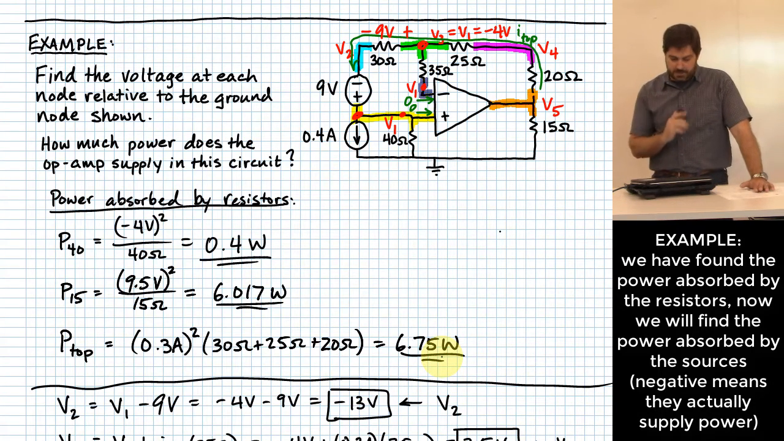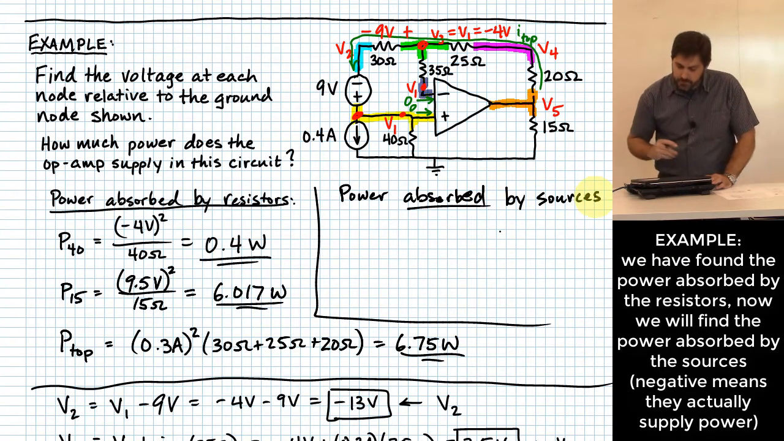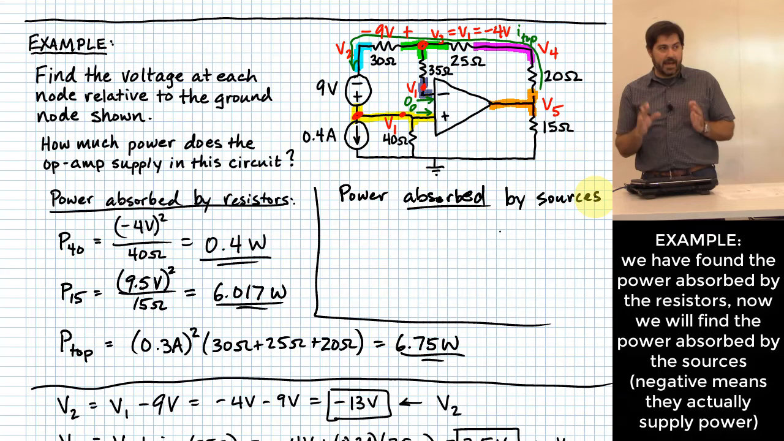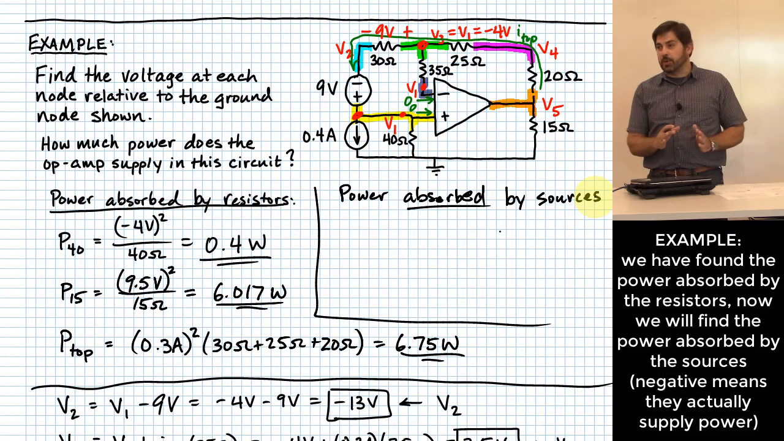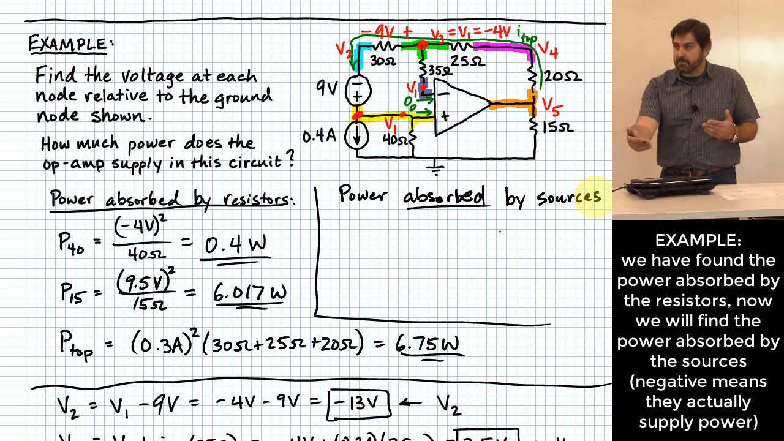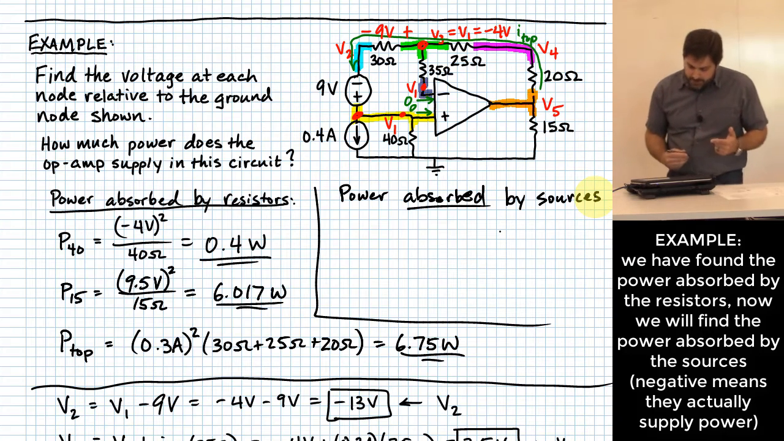What about my sources? So I'm going to say power absorbed. This is kind of an important point right here. Power absorbed by sources. Okay, when we evaluate these, we need to make sure that we are counting them as power absorbed. And those may have positive or negative signs. If it has a negative sign, what does that mean? It means it's actually supplying power, but I'm going to count them all as absorbing. That way I can just add them all up directly to figure out how much power the op amp is supplying.